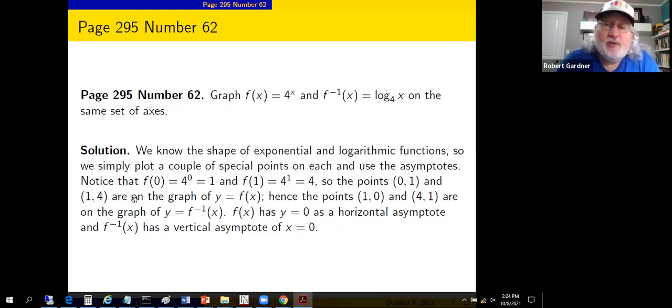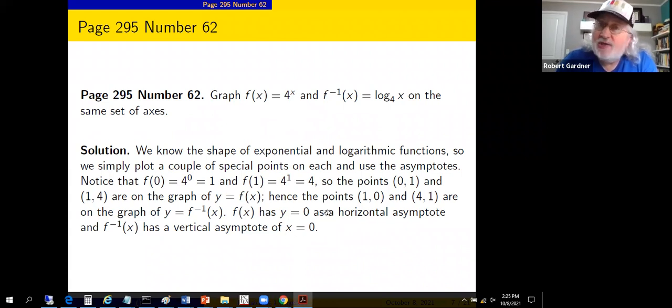So there's a couple of points, (0, 1) and (1, 4), on the graph of the exponential function. Interchange the x and y values in both of these: the points (1, 0) and (4, 1) will be points on the inverse function, the log function. The exponential function has y equals 0 as a horizontal asymptote as x approaches negative infinity, that is, to the left. And the inverse function, the log function, will then have a vertical asymptote of x equals 0.